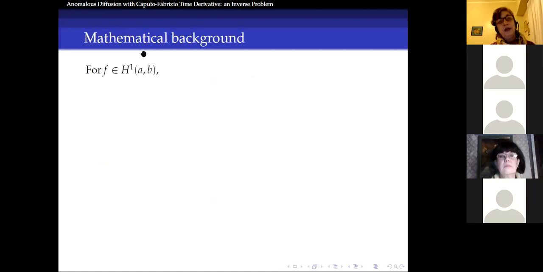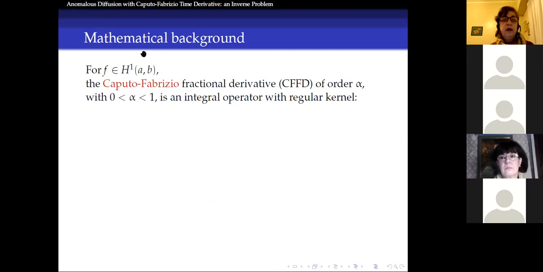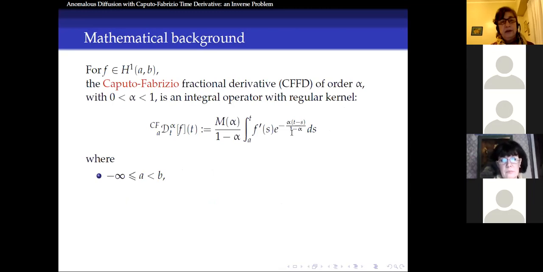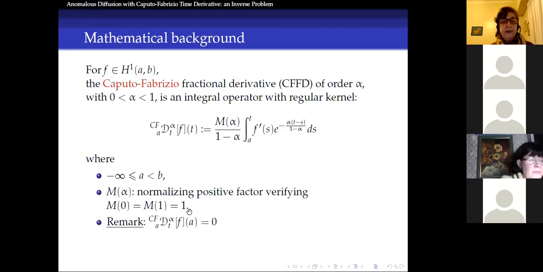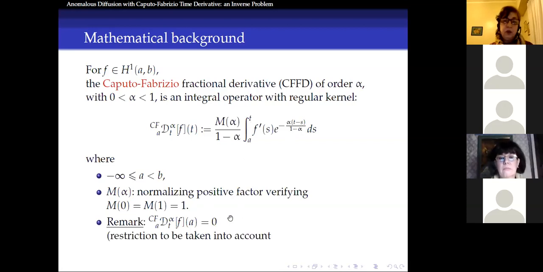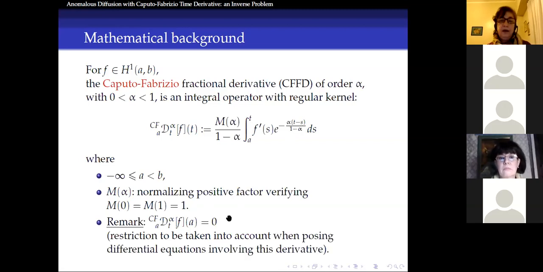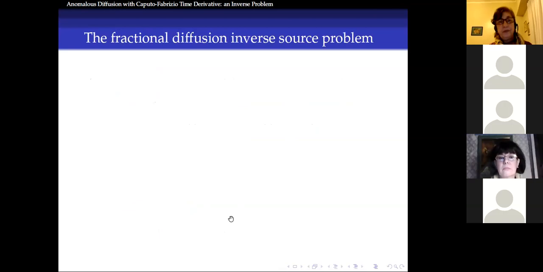For a function in a Sobolev space, the Caputo-Fabrizio derivative for an order between 0 and 1 is an integral operator with a regular kernel. Here we have the interval of integration. M is a normalizing factor with this property. And we have this detail: the derivative at t equal to a is 0. So this is a condition on the problems we can solve with this derivative.